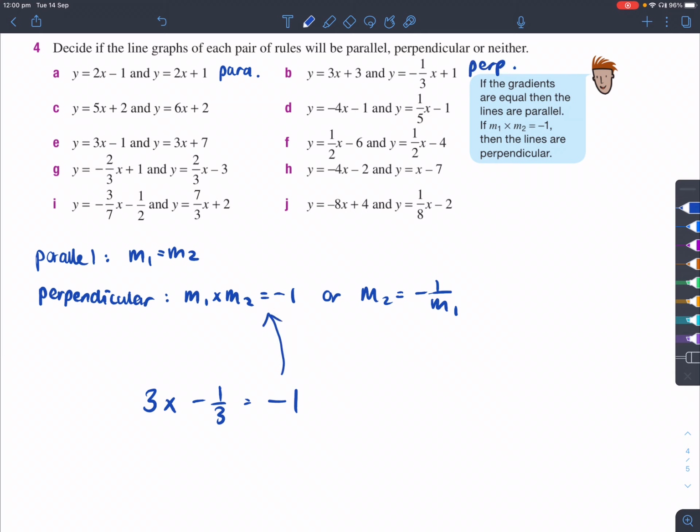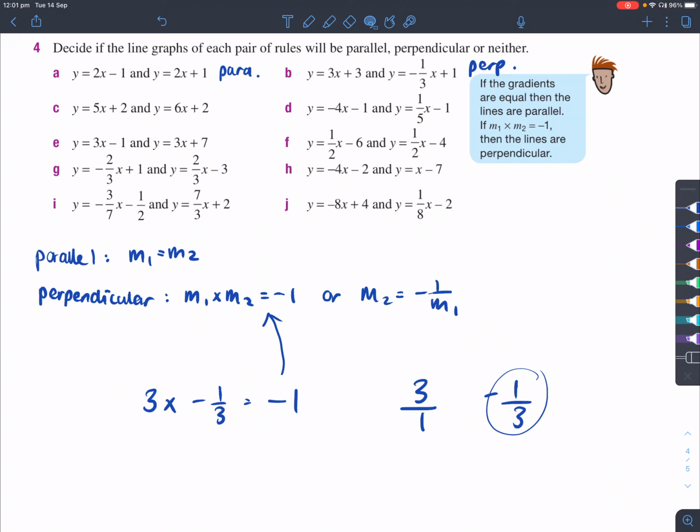How you can also tell is that the gradient of 3 is 3/1, and when you swap that around and make that from positive to negative, it does give you this gradient. So you can straight away tell they are perpendicular because of that relationship.